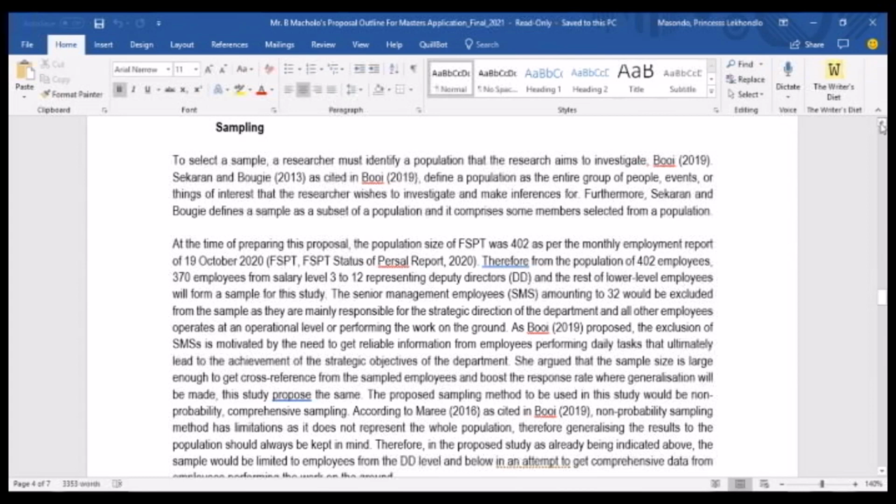But I just want to show you that, for example, one of the shortfalls in the proposal is that the sample size is not mentioned. And also the 370, they are grouping people who are not similar. Levels 3 to 12, those people are not similar. That grouping is not homogeneous at all. You can't compare someone who's on level 3 and someone who's a deputy director with regards to this attribute.